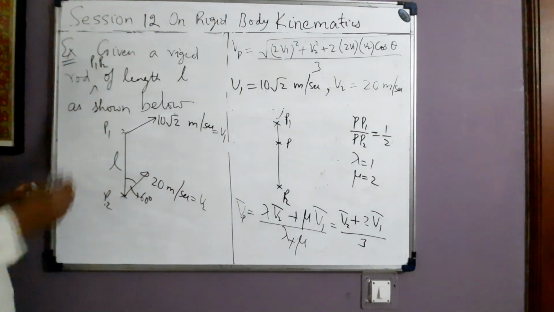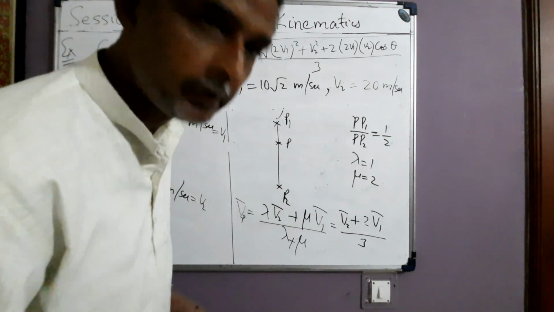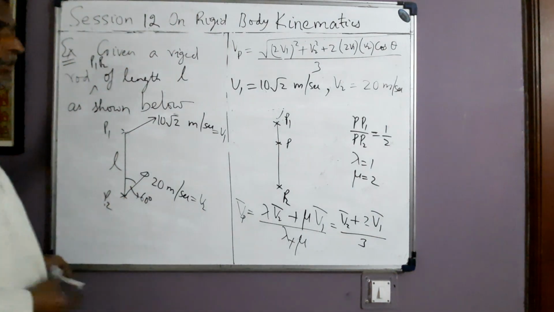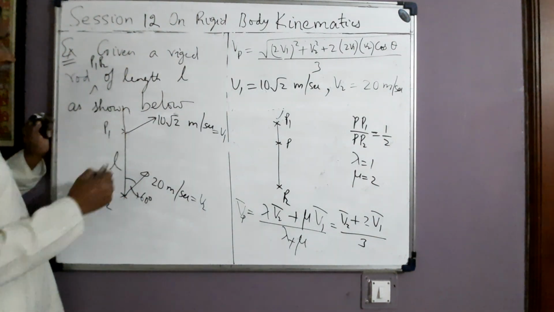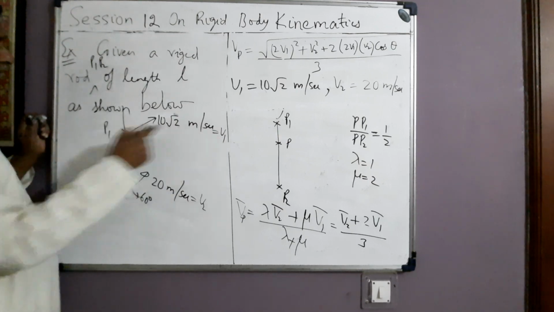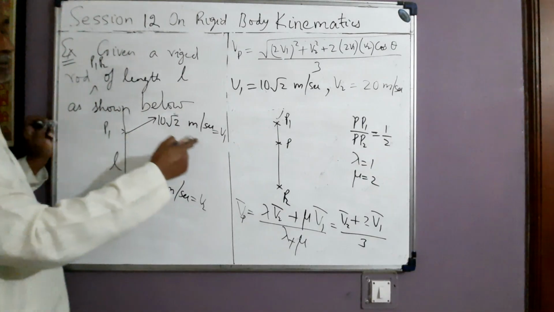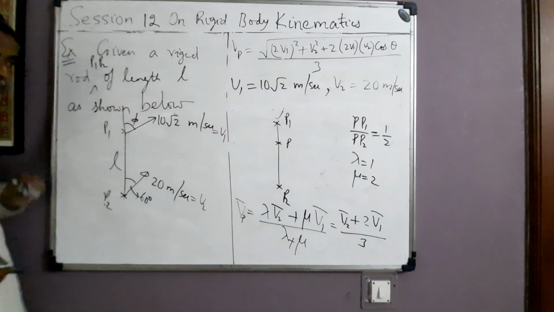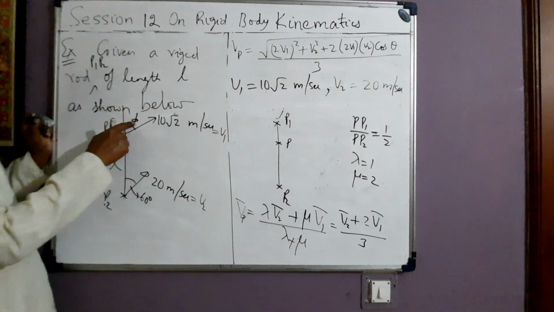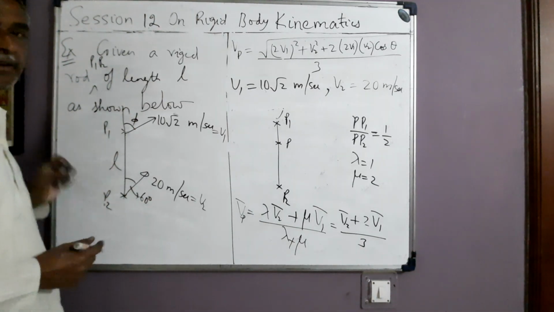Now how to find theta? Theta is the angle between V1 and V2. The question is how to find the value of theta. For this, if we know the angle which V1 makes with this line, then from geometry we can determine theta. Let us denote this angle by phi. So first we determine phi. Now how to find phi?